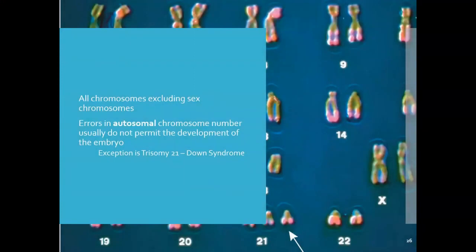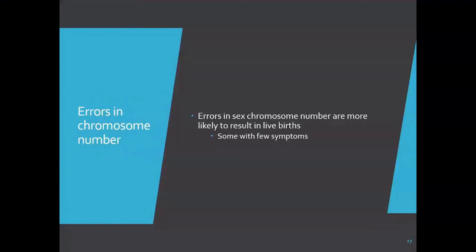Autosomal chromosomes are chromosomes excluding sex chromosomes, so everything else. And errors in autosomal chromosome number usually do not permit the development of the embryo. The exception here is trisomy 21, which is Down syndrome, where you get 3 copies of the 21st chromosome. Errors in sex chromosome number are more likely to result in live births, some of which have few symptoms, others which do actually have symptoms and produce different disorders.